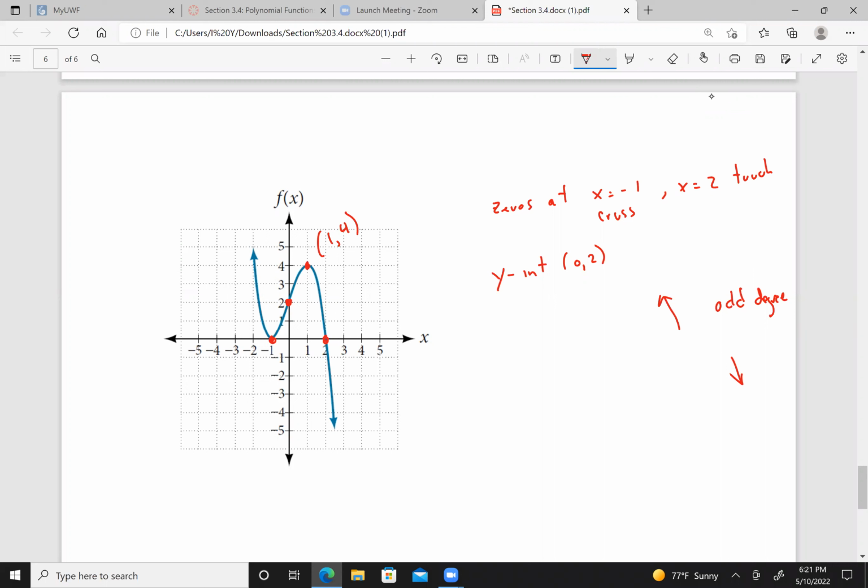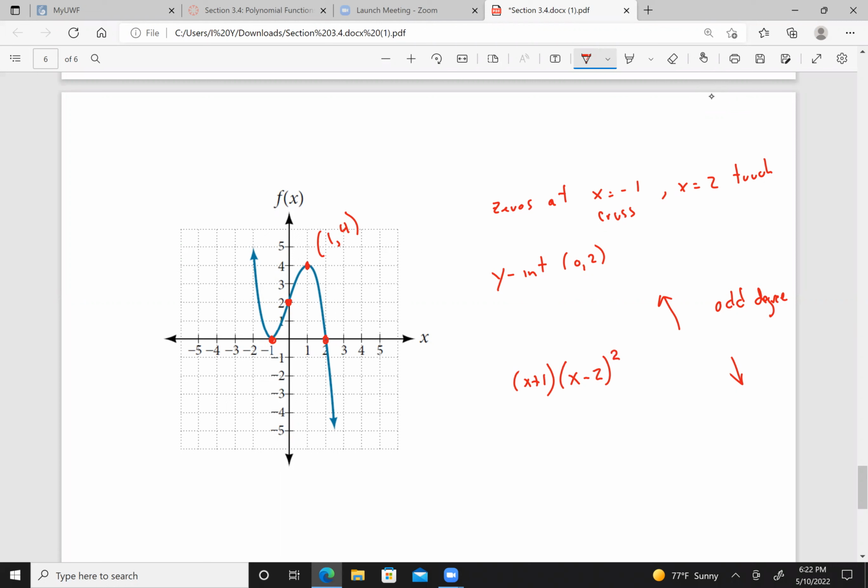So I have x equals -1, which is a cross. So we'll have x plus 1. Then I have x equals 2. Oops. Let's translate that to x minus 2. And we need that to be even. So squared. So now we have a third degree term.